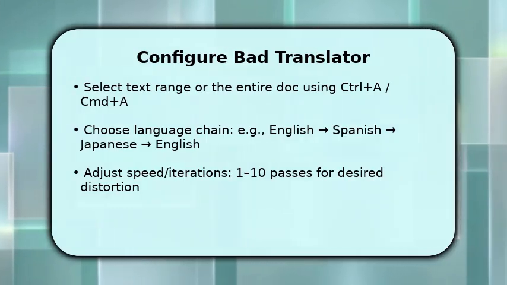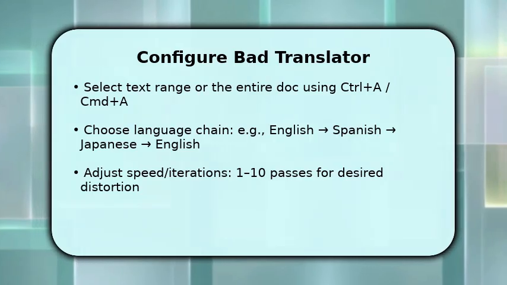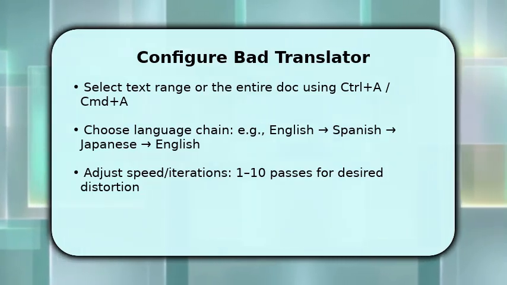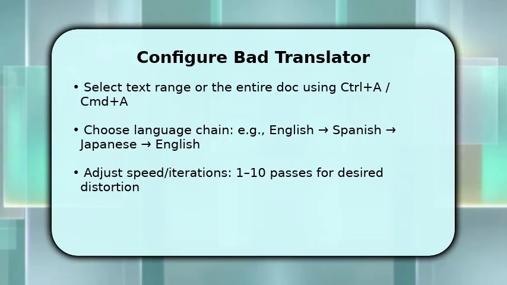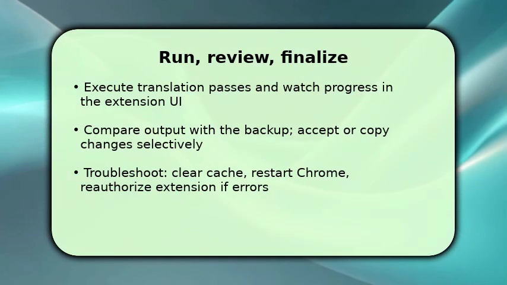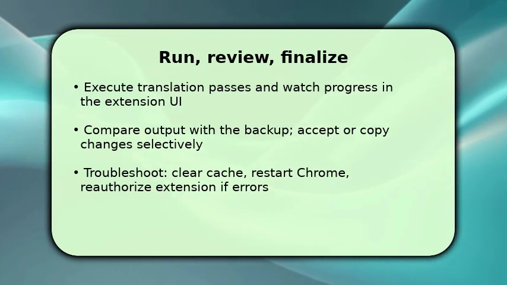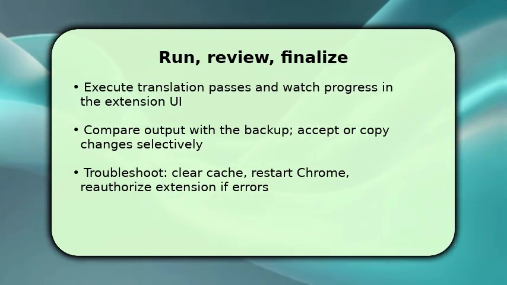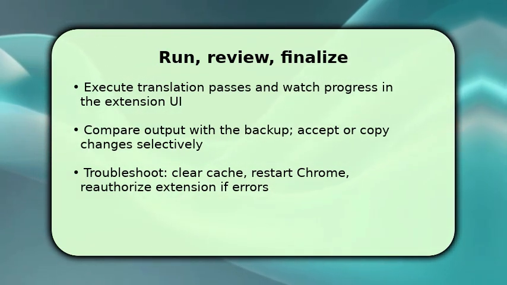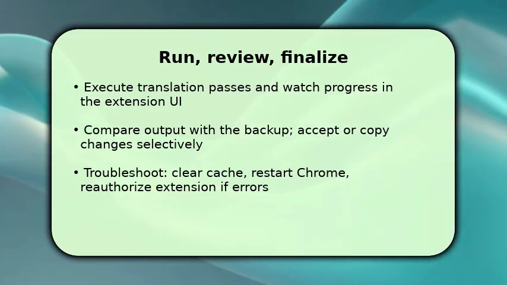You should preview on a small section to confirm the effect and tweak the chain. Then run the translation sequence and monitor progress. Most tools show status or logs so you can stop mid-run if results go off course. Once finished, compare the transformed text with your backup and copy over only the sections you want to keep, because automatic overwrites can ruin formatting.